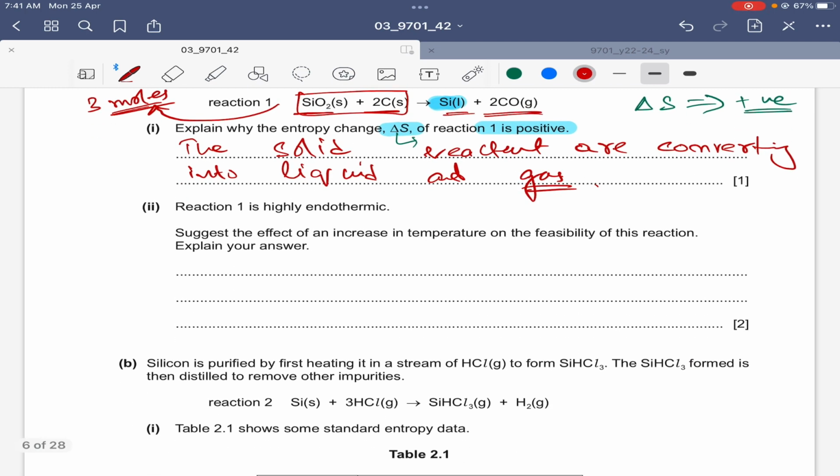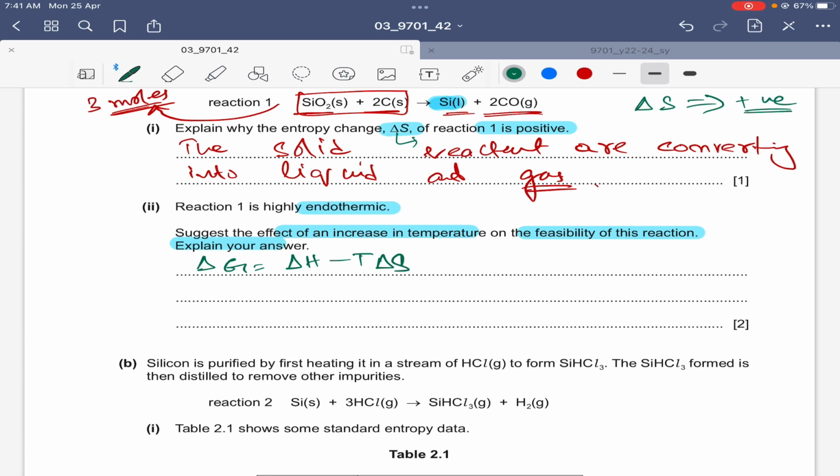All right, the next part of the question is, reaction 1 is highly endothermic. Suggest the effect of an increase in temperature on the feasibility of this reaction. Explain your answer. The feasibility of a reaction is determined by the value of delta G, which equals delta H minus T delta S. This is the equation through which we decide the feasibility of a reaction.